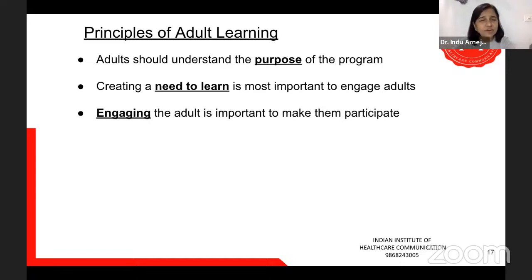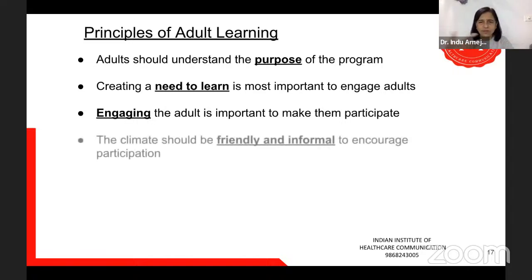Then, as I said earlier also, engaging is very important. If you are not able to engage, then you don't have their 100% participation. Then it will be more like you're pushing them. That's not workable. That's not doable. It has to be a voluntary kind of participation. So for that, make sure that the climate is friendly and informal. If the environment is friendly and informal, usually people feel relaxed, they feel connected, they feel respected, they feel like participating.